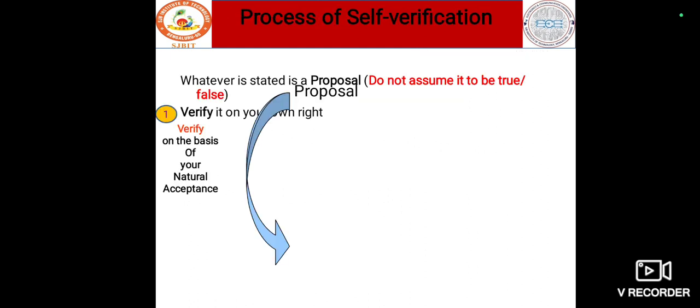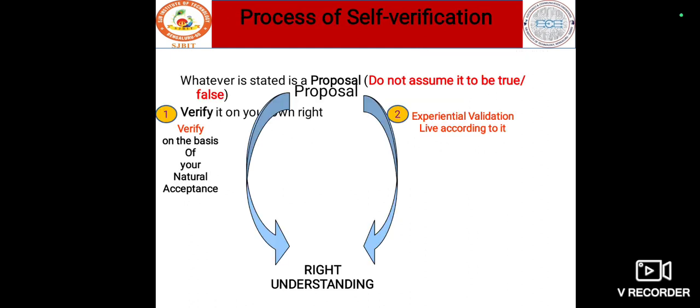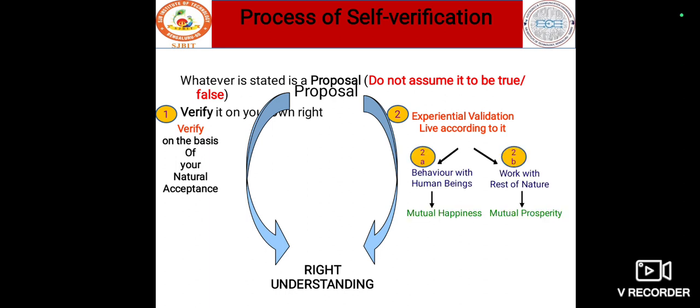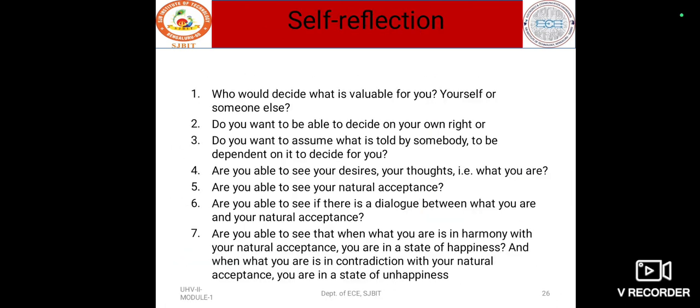So this is what we understand. It's again this process of self verification. It's a proposal, and all these thoughts, desires, expectations, what we have should be analyzed, verified by oneself through all the right understandings, natural acceptance. So that leads to the proper process of self verification. So, see, these are some of the self reflections of this self verification.